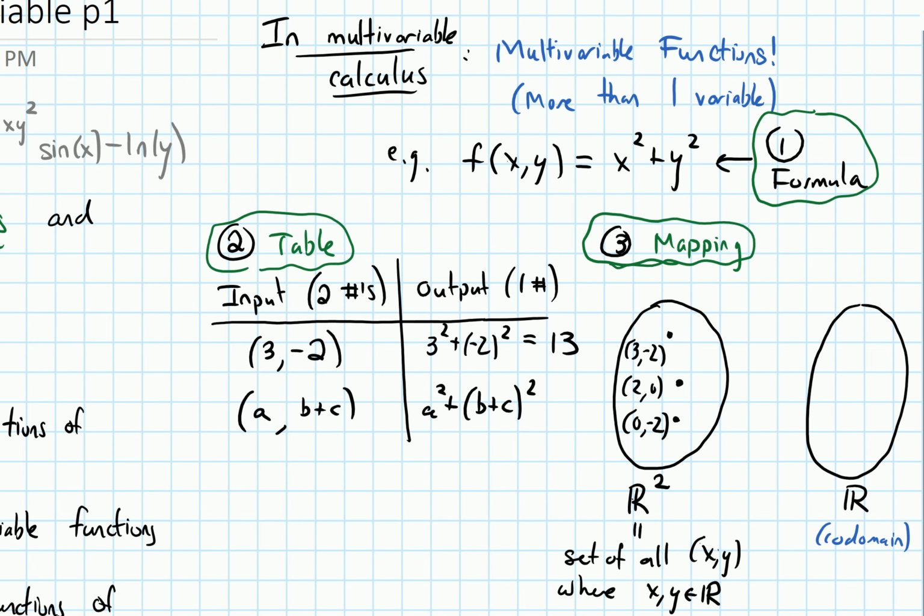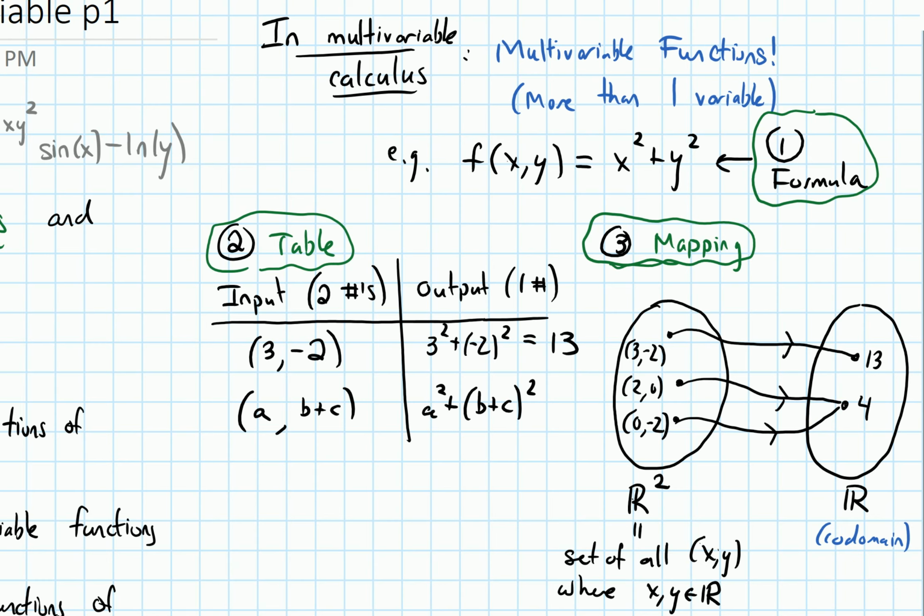So when I plug (3, -2) in, I get out 13. That gets mapped to 13. I'll draw an arrow to indicate the direction. (3, -2) is the input, and that gets mapped to the output 13. And both (2, 0) and (0, -2) will get mapped to 4. They will both get mapped to the output 4.